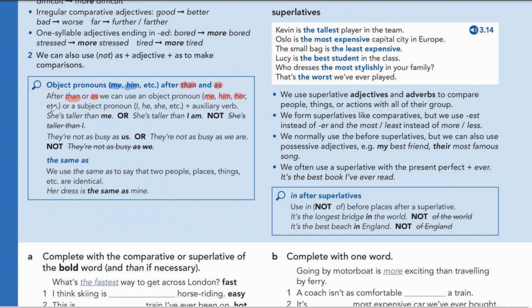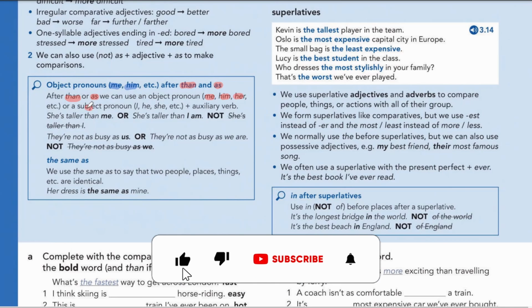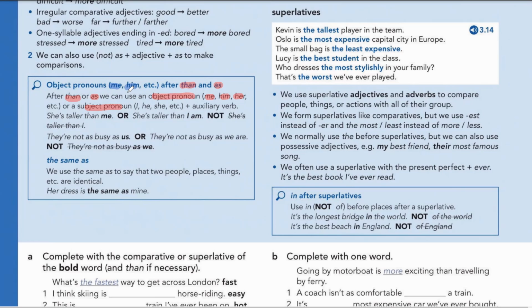Me, him, her, etc. Or a subject pronoun. We can use both. So we can use an object pronoun or a subject pronoun, but it's a little bit different. How? When I use a subject pronoun, I must add an auxiliary verb. Now look at that. She is taller than me. That's fine. It can come alone. That's an object pronoun. She is taller than me.